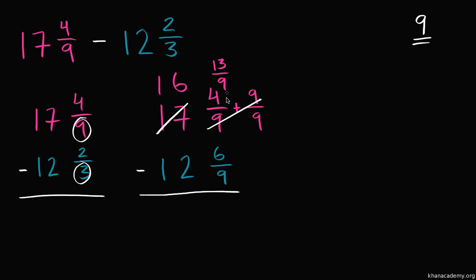What's 13/9 minus 6/9 going to be? Well, 13 of something, in this case ninths, minus 6 of that same something is going to be 7/9. Let me write that in a neutral color. So that's going to be 7/9. 13/9 minus 6/9 is 7/9. And then I can look over in the whole number place. All I have left is 16 here. 16 minus 12 is 4. And I'm done. 17 and 4/9 minus 12 and 2/3 is equal to 4 and 7/9.